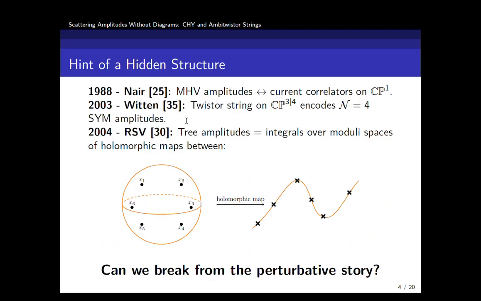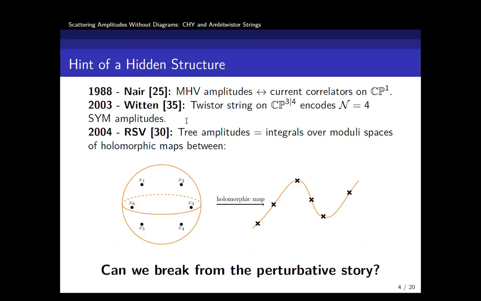So we got Nair in 1988, who related MHV amplitudes to current correlators on a 2-dimensional Wess-Zumino-Witten model on a CP1. With CP1 being mentioned, the red light went off to ask, is twistor theory in the picture? And in 2003, Witten came out with this groundbreaking paper on the twistor string, and it geometrically encodes N=4 super Yang-Mills amplitudes. And then the dream came true in 2004, where Roiban, Spradlin, and Volovich actually calculated tree amplitudes as integrals over moduli spaces of holomorphic maps between n-punctured Riemann spheres and these nice holomorphic curves in twistor space.